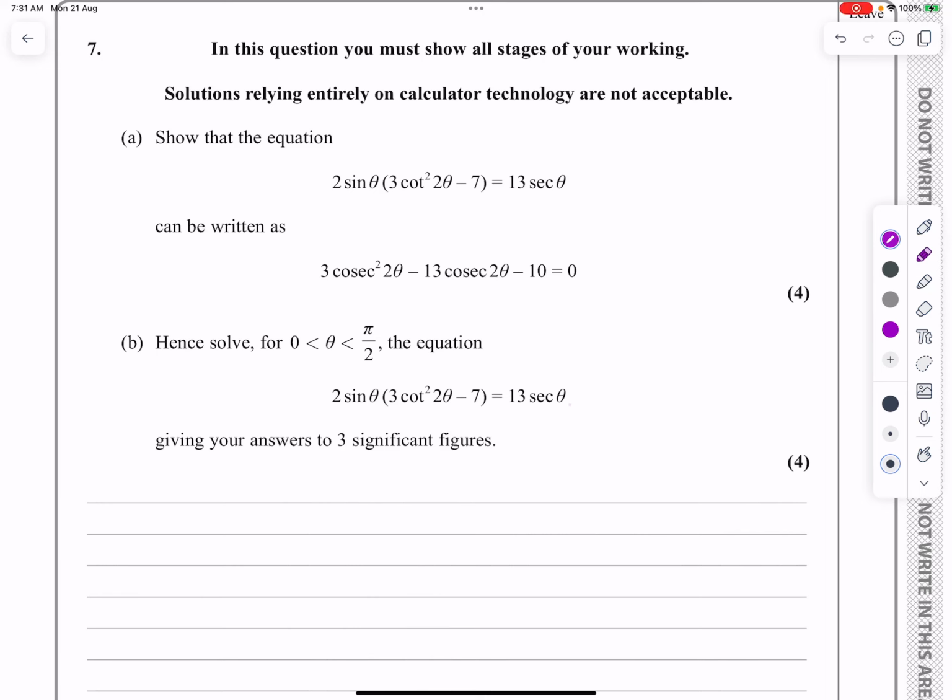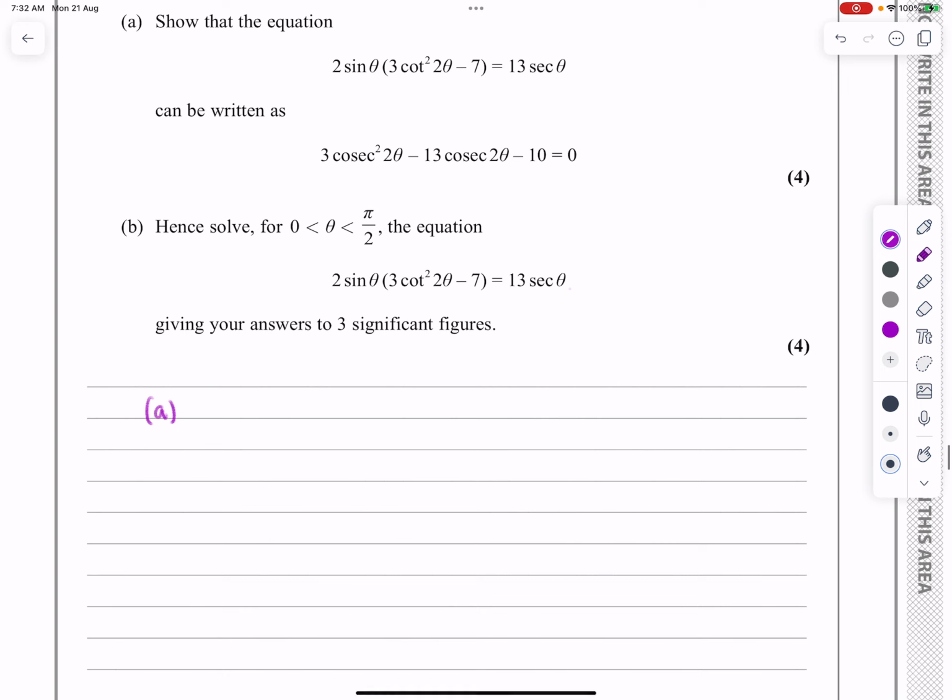Okay, this is the P3 paper from June 2022. If we take a look at it, we can see quite clearly this is a trig functions question. It's going to be involving cot, sec, and cosec. If we look a little bit further down, we can see we've got a trig equation to solve. And in order to get this first part, we're going to need to do trig identities. So let's make a start.